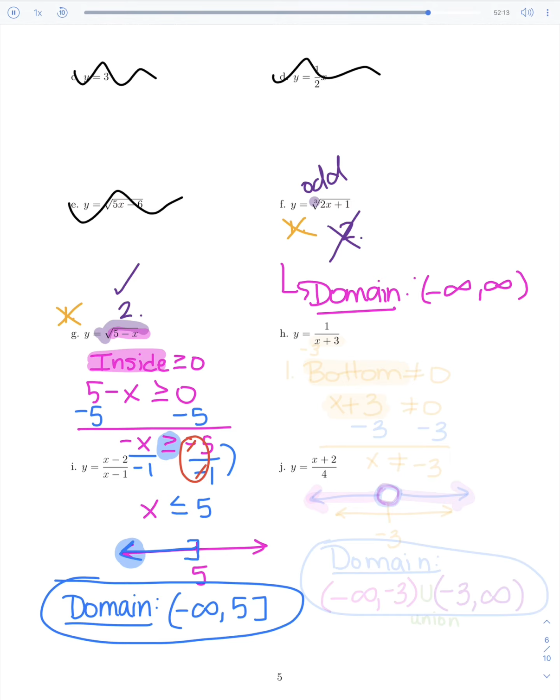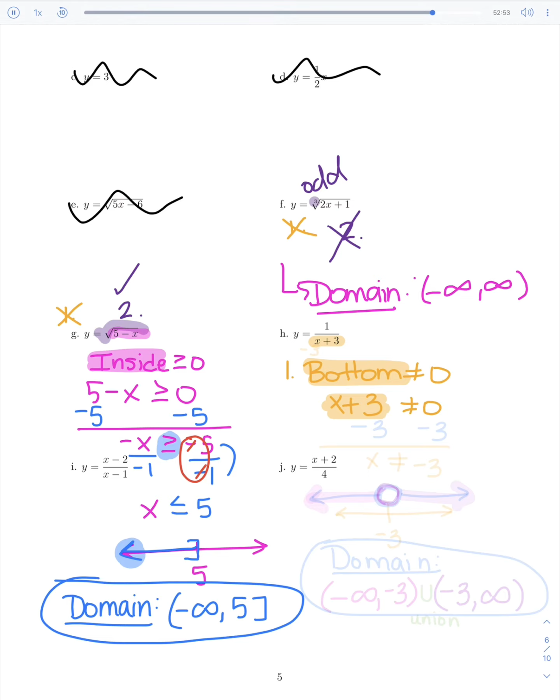Let's take a look at H. On H, we have the reverse. We have the problem of a fraction, and it does have a denominator with an x on it, or a bottom with an x on it, so we are worried about something making that denominator equal to 0, because that's what we do not want. We do not want this bottom or denominator equaling 0. Well, the bottom or denominator is x plus 3, and we don't want that equaling 0.